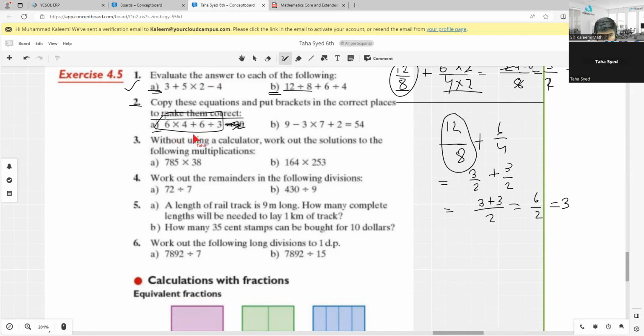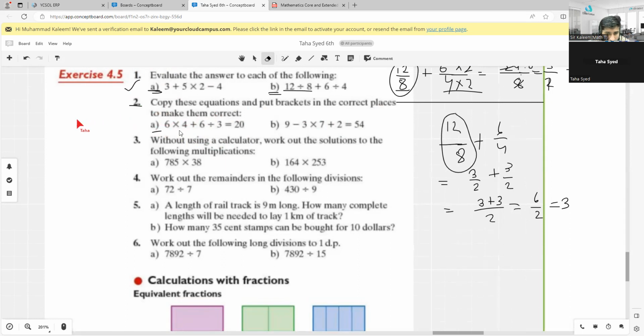No, sorry, I didn't read the statement. Firstly, you just have to read out the statement. What they are doing is: copy these equations and put brackets in the correct places to make them correct. Yes, okay, we have to put the brackets.